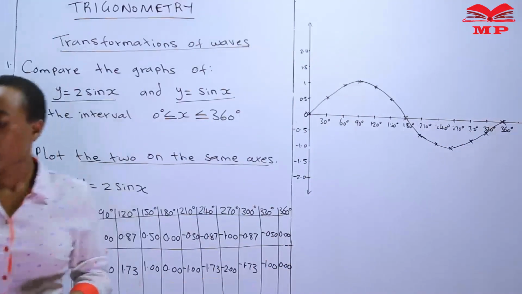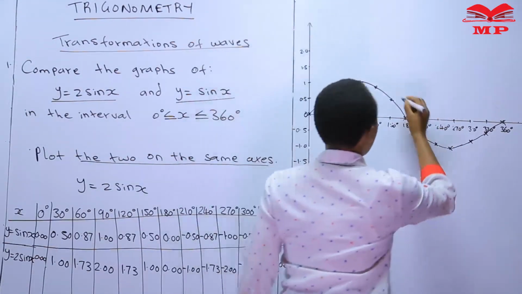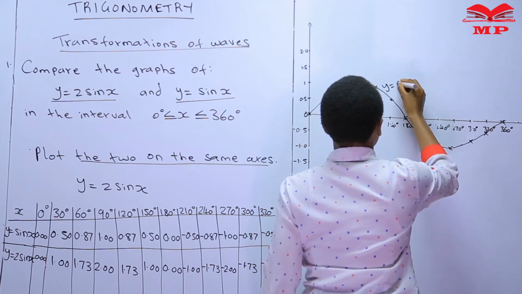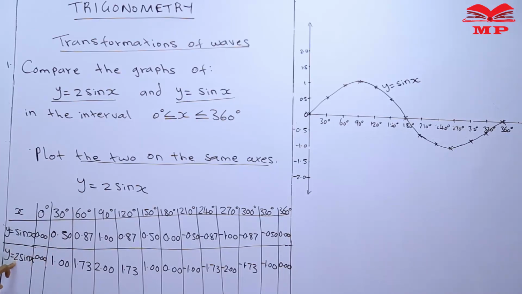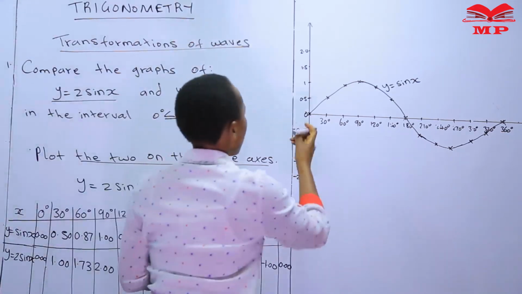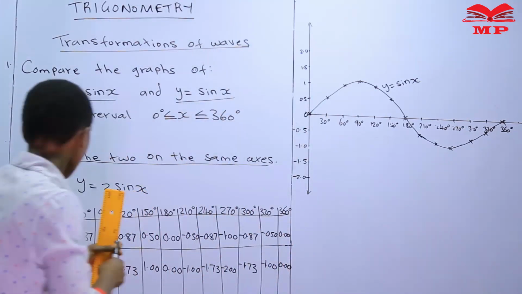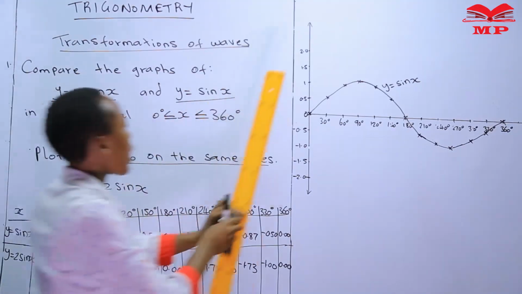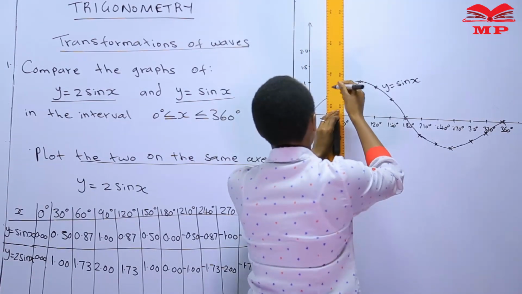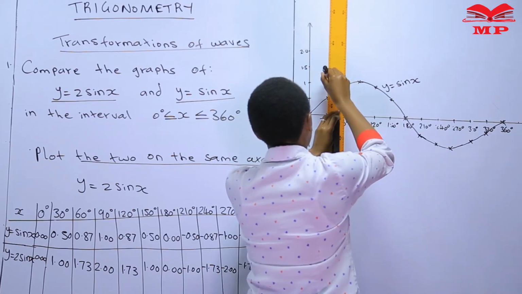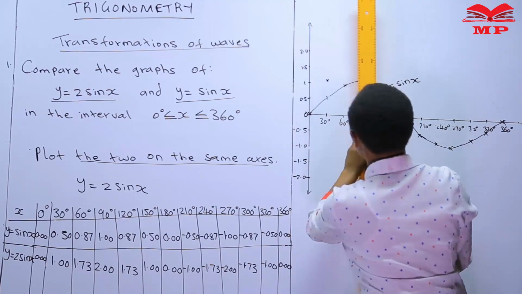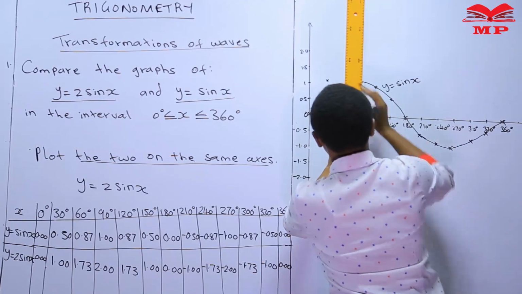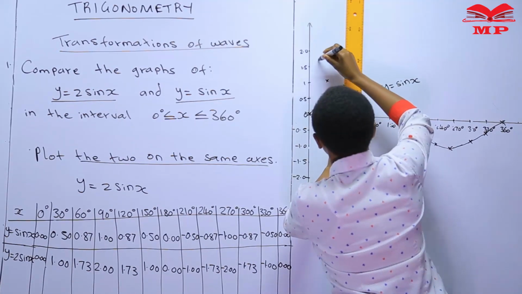That is the first curve that we are going to have, and therefore we can name this y is equal to sine x. Then we need also now to plot the other points for y is equal to 2 sine x. Again, we start with 0, 0. Then we have now 30, we have 1, so we have it up here. Then we have 60, we have 1.73, which is somewhere here.